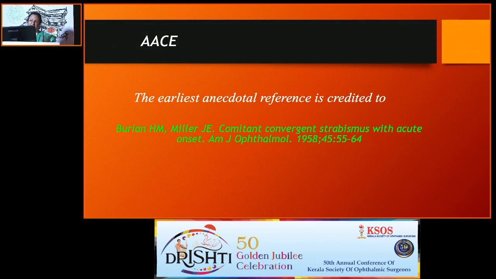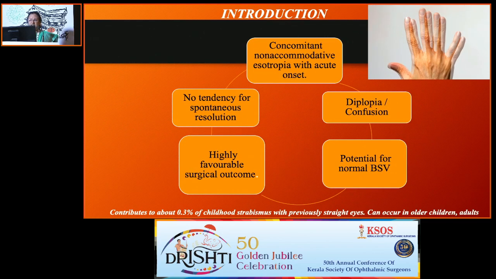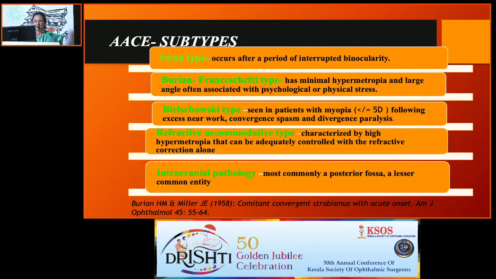The earliest anecdotal reference is credited to Berrien and Miller. It is a concomitant non-accommodative esotropia with acute onset presenting with diplopia, and there is a very good potential for normal binocular single vision. Surgical outcome also is very good, and there is no tendency for spontaneous resolution. There are subtypes like this.